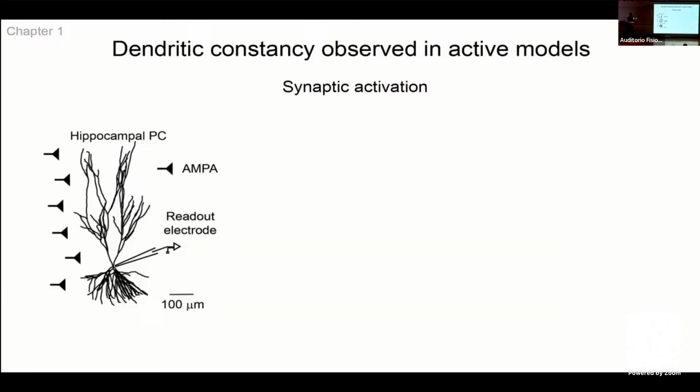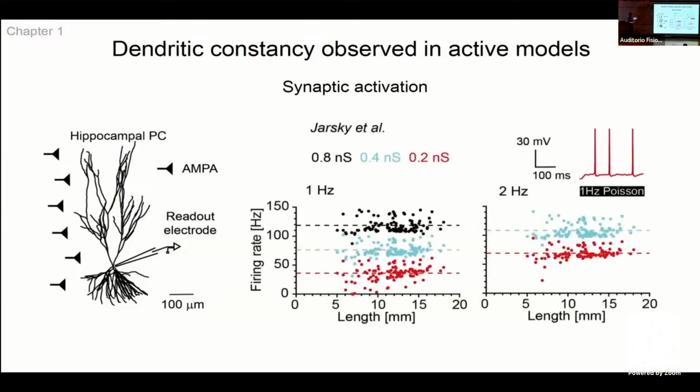Okay, this is the first in silico experiment. We now have these reconstructed cells. I think in total we have 100 hippocampal pyramidal cells. This is an example. And we stimulated synaptically. The synapses are homogeneously distributed. And then we see at the soma what the output is doing regarding firing rate. So we have several input strengths of the synapses from 0.2 nanosiemens to 0.8 nanosiemens. Here you see the data cloud of 100 pyramidal cells.